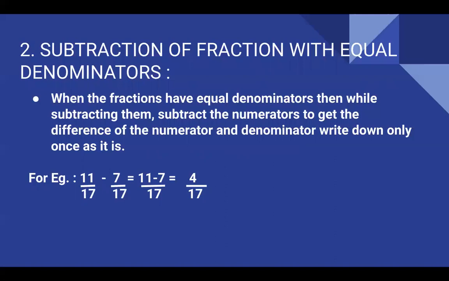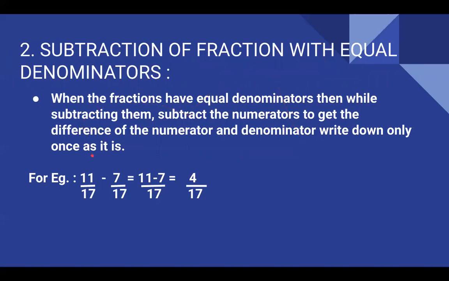Let's see the second rule. Subtraction of fractions with equal denominators. Now we will study what steps we have to follow when we subtract two fractions with equal denominators. When the fractions have equal denominators, then while subtracting them, subtract the numerators to get the difference of the numerators, and write down the denominator only once as it is.